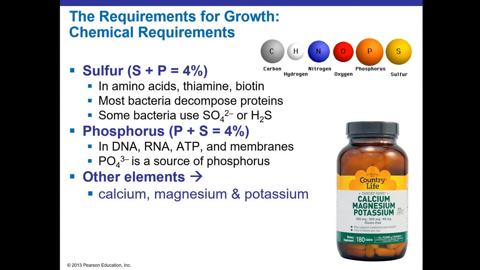And similar to us, bacterial cells need other elements. So we take our vitamins and we need to get our calcium and magnesium and potassium. Well, so do bacteria. They usually get those in various organic compounds that provide them with these essential elements.